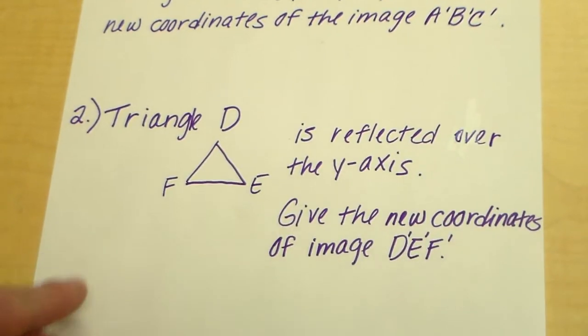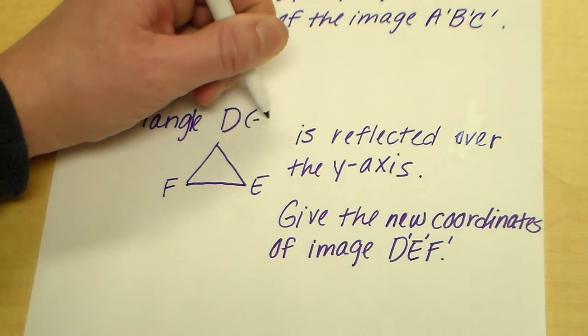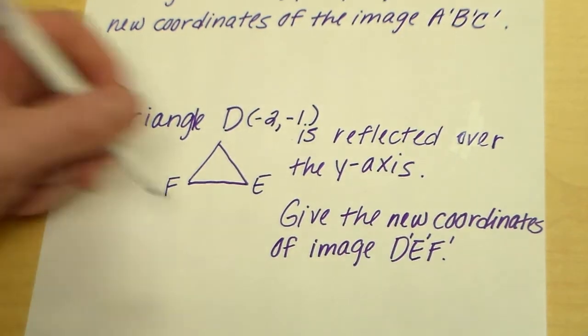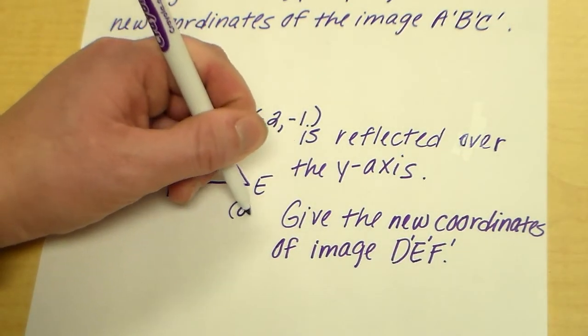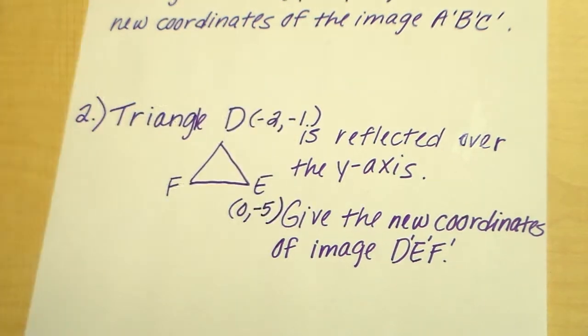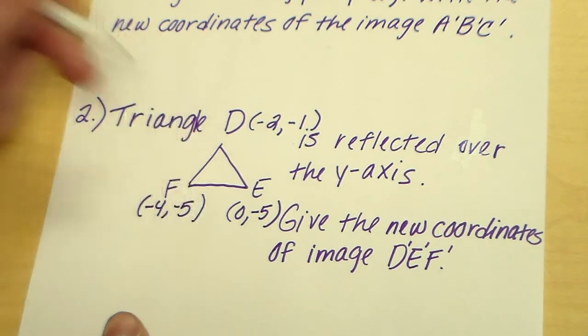Secondly, number 2, we have triangle DEF, and it's going to be reflected over the y-axis. So we're going to give the new coordinates of image, triangle image D prime, E prime, F prime. So in this case, we're going to say that D is negative 2, negative 1. We'll say that E is at 0, what should we go with? We'll go with negative 5. And we'll say that F is at negative 4, negative 5.